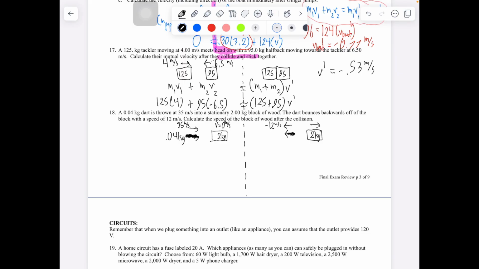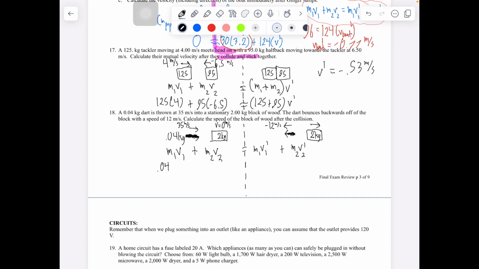And let's do our equation. Here we are going to use m1 v1 plus m2 v2 equals m1 v1 prime plus m2 v2 prime. We're not combining any masses because they're never hitting and sticking. They don't start together. They don't end up together. They're apart the whole time. So let's plug everything in.